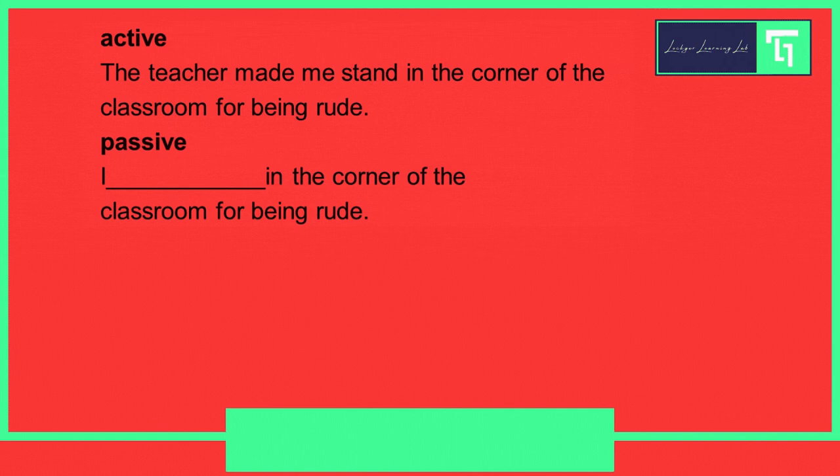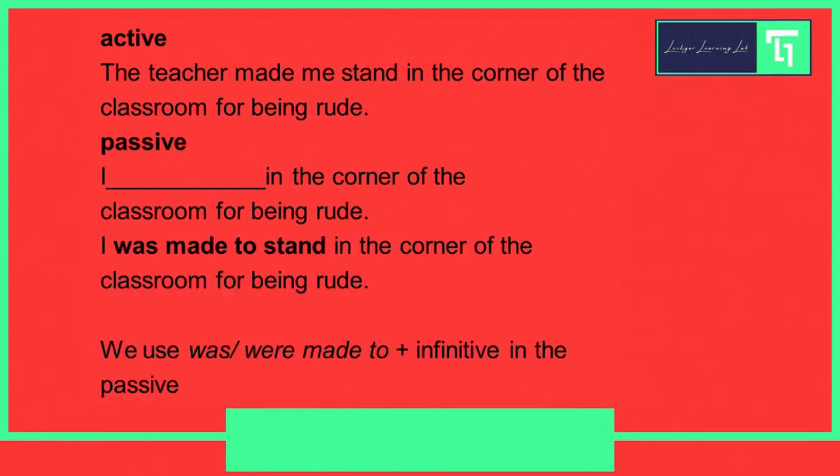Now, when I make this into the passive, I have to be very careful. So, I in the corner of the room for being rude. I was made to stand in the corner of the room for being rude. When it's in the passive, we put I was made, if it's in the past, for example, and then the infinitive, but with to. So in the passive it has to, but in the active it doesn't have to.